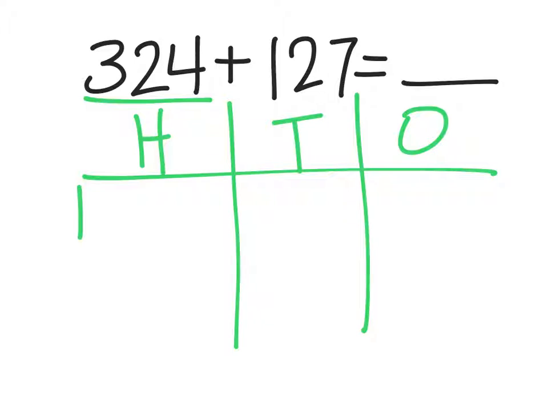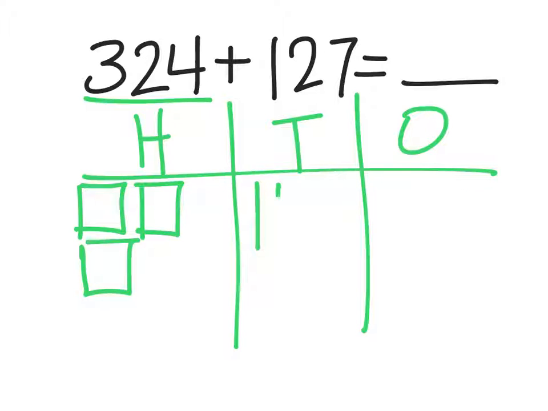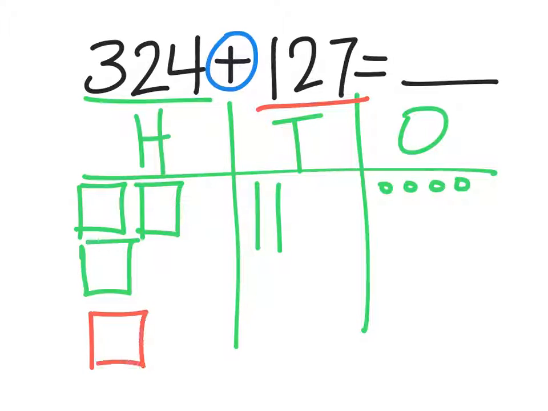So here we go. 100, 200, 300, 20, 10, 20, and 4, we're going to draw circles. 1, 2, 3, 4. Our next number that we're going to show, because we are adding, so we're going to draw our next number, which is 127. So here we go. 100, 10, 20, and 7 ones. 1, 2, 3, 4, 5, 6, 7.